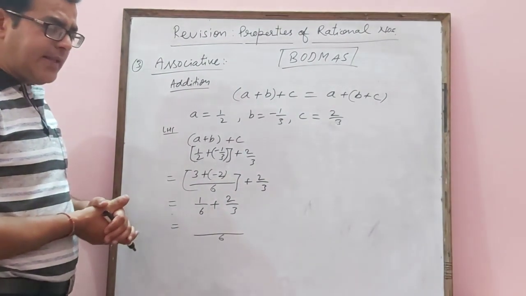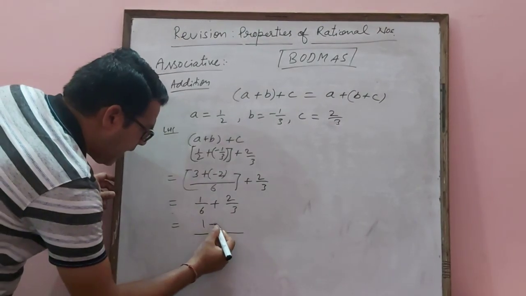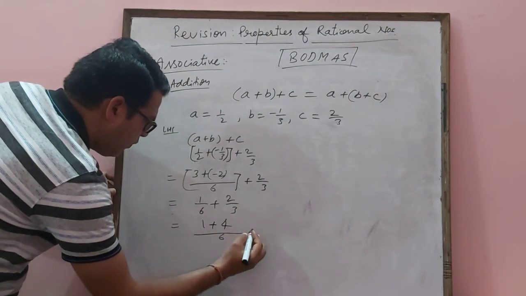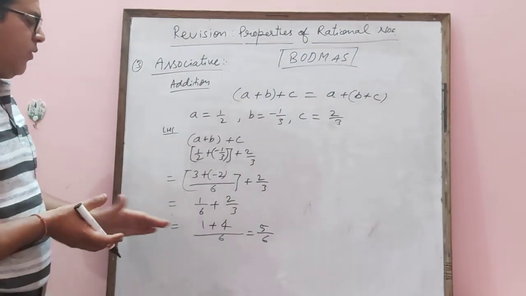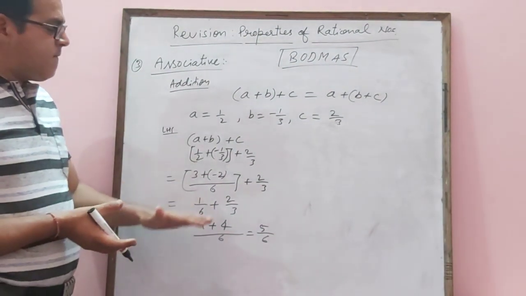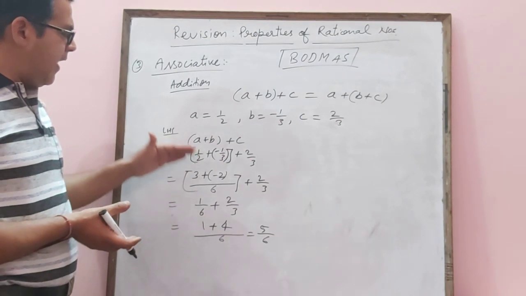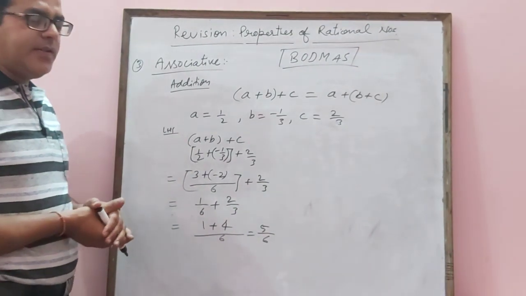So 6 is LCM. So 1 plus 3 2s are 6, 4 we have here. So 5 by 6 we'll get here. 1 plus 4, 5. So left hand side the value is coming, that is 5 by 6.